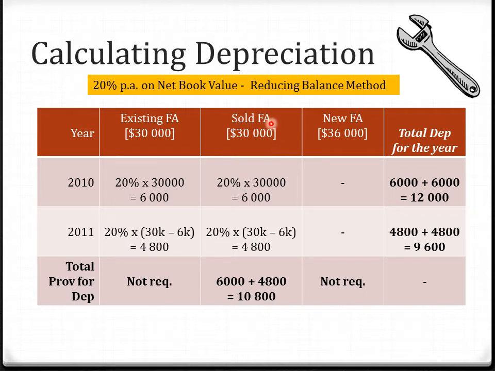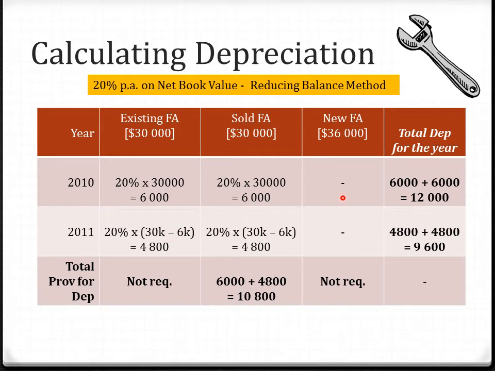Next, we go on to the sold fixed asset. Incidentally, it's the same. Okay, why? Because in the first year, 20% times 30K equals 6K, same as the previous one, right? Then in the second year, if you recall that they say after providing second year's depreciation, then they want to sell. So because of this, right, we also need to provide depreciation for the sold fixed asset, okay? So you will do exactly the same as this, because you use for 1 full year, all right?